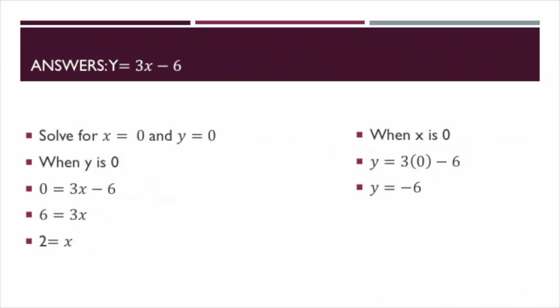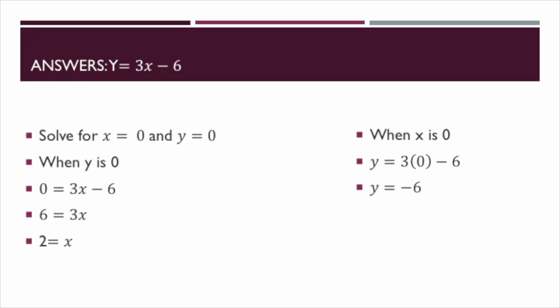Okay, last one, y equals 3x minus 6. So again, we want to solve for when x is 0 and y is 0. And I always do y is 0 first, so 0 equals 3x minus 6. We add 6 to both sides, so we know 6 equals 3x. We divide by 3 on both sides, and we get x is equal to 2. So we know when y is 0, x is 2.